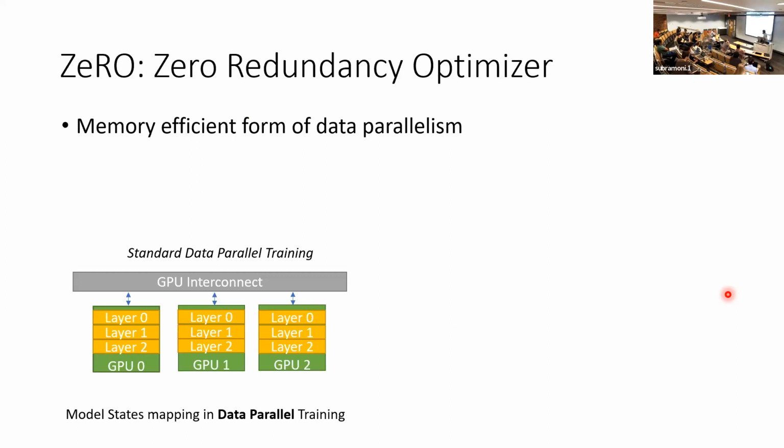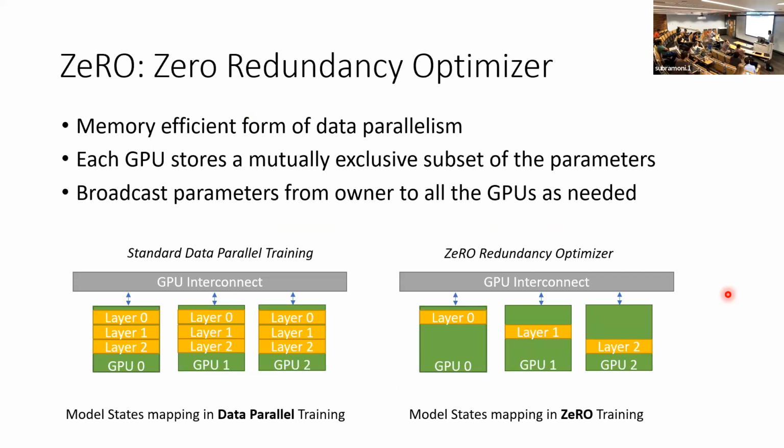In your standard data parallel training, these are your models: layer 0, 1, 2, layer 0, 1, 2, layer 0, 1, 2, replicated everywhere. And so these are model states that every GPU has to retain. But in ZeRO, we said, well, that doesn't make any sense. Why do I need to replicate them? I can say layer 0, layer 1, layer 2.